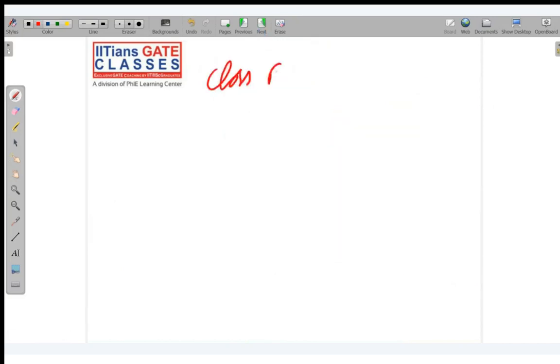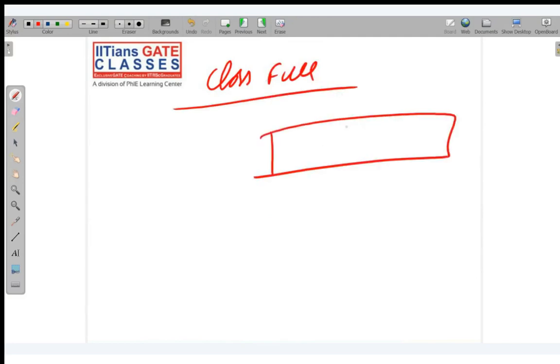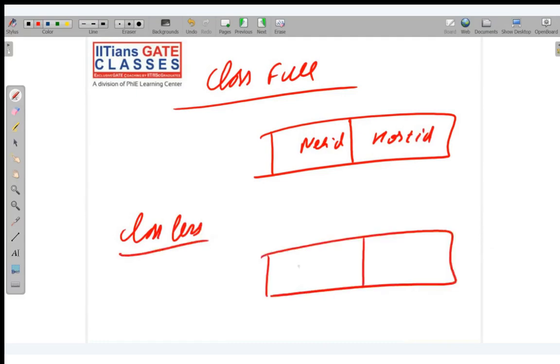In classful we say net ID and host ID, two parts. The IP address was divided into two parts, net ID and host ID. But in classless we have the concept of prefix and suffix. So if prefix length is n, and the total length is a 32-bit IP address, then the suffix will be 32 minus n. So simple. If prefix length is n, then suffix length is 32 minus n. Any doubt here? No, sir.